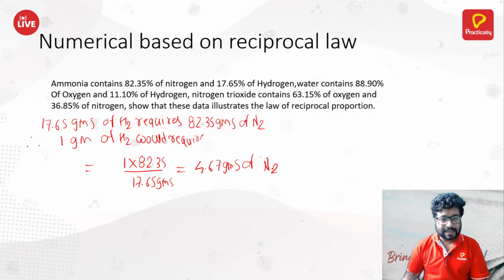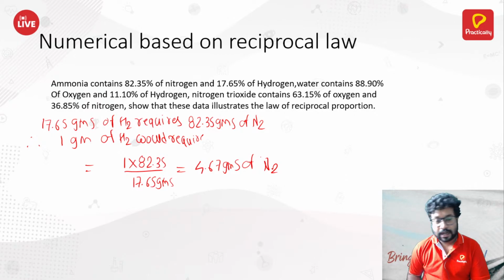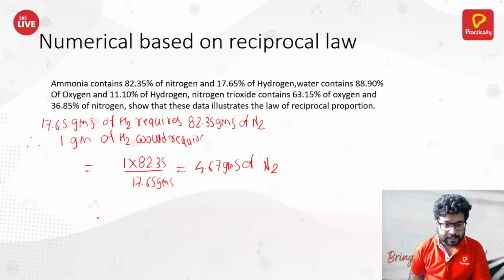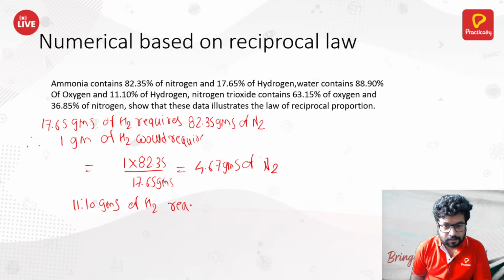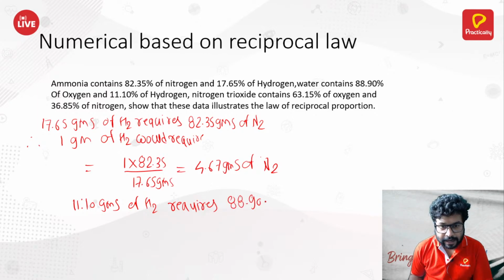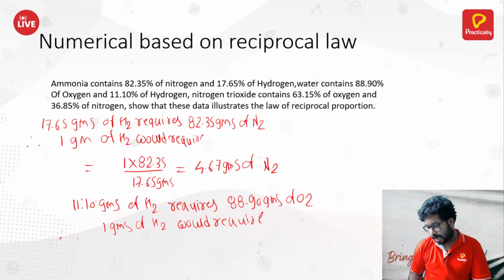Okay, let's take the next. The water contains 88.90% of oxygen and 11.10% of hydrogen. Now here, if you solve this again, 11.10 grams of hydrogen requires 88.90 grams of oxygen. So therefore 1 gram of hydrogen would require how much?